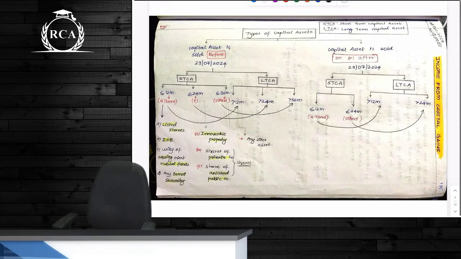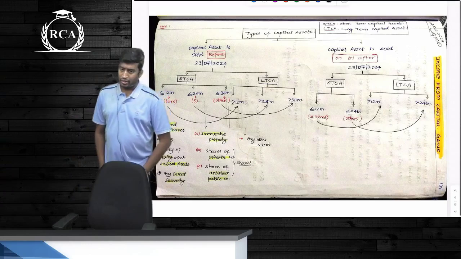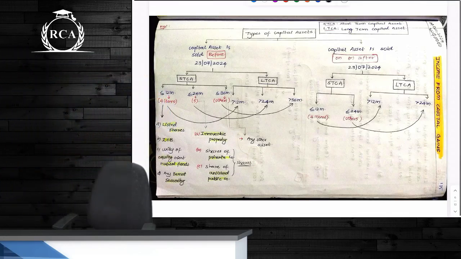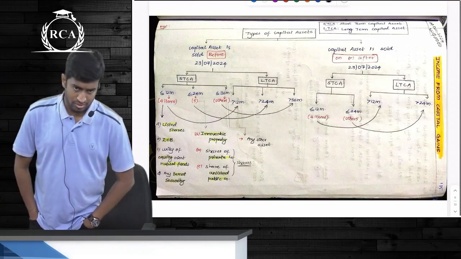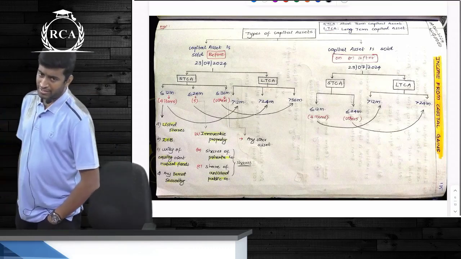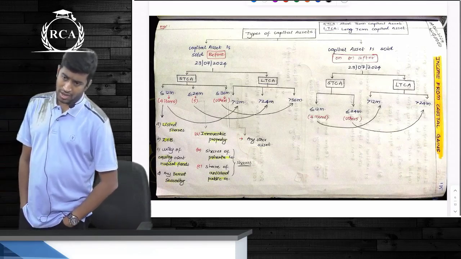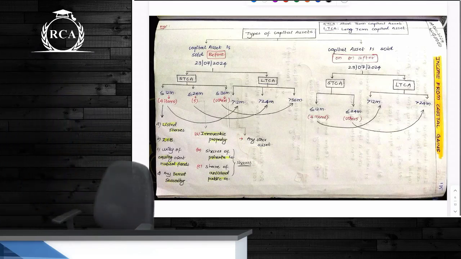So the before rule was 12, 24, 36. The updated rule is 12 and 24. But why are we bifurcating for short term and long term? Because there are differences in the tax rates. For long term we have different tax rates. For short term we have slab rates. Don't worry, I'll repeat everything once again. First write it properly.